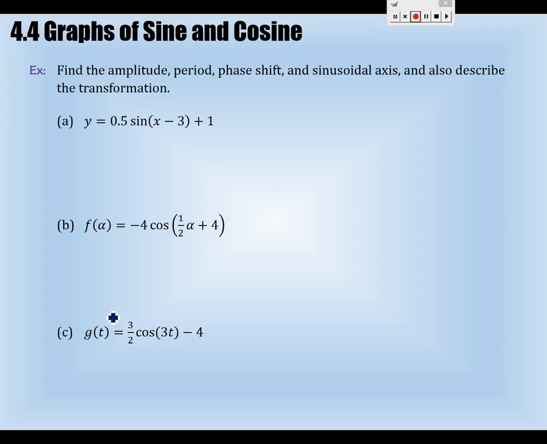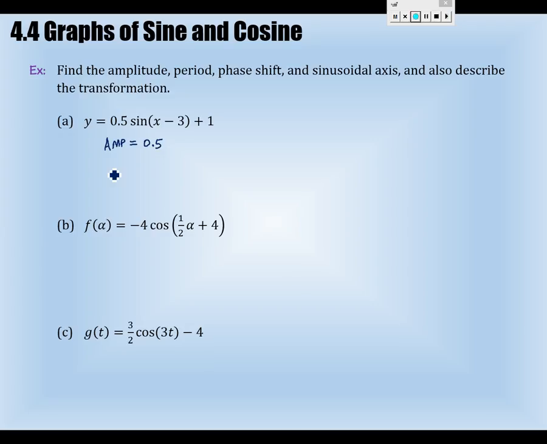All right, you ready? I believe in you, Maria. Start us off strong with A here. I want to know everything you know about A. Please, ready, go. You can start with whatever you like. You want to talk transformations first, or you want to talk amplitude, sinusoidal axis, phase shift, period first? All right, amplitude is 0.5.